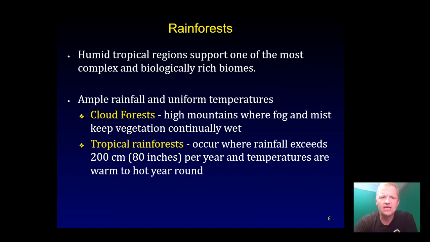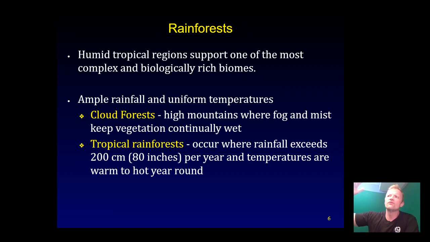So I think I kind of talked about this, but they really have ample rainfall and uniform temperatures. Cloud forests can also fit into this: high mountains where fog and mist keep vegetation continually wet. So cloud forests are more about altitude. Tropical rainforests are more about latitude.